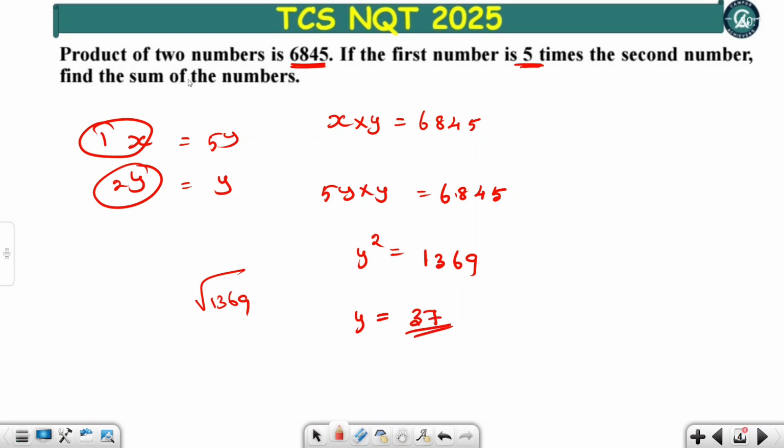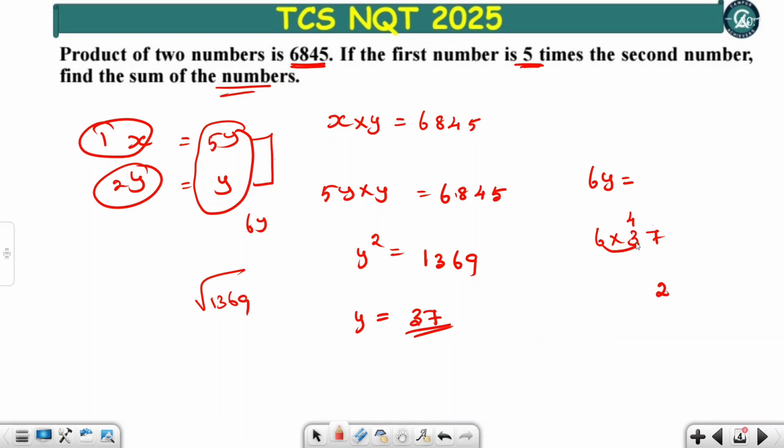Now find the sum of the numbers. What is the sum of these numbers? It is 6y. You already know y equals 37. So we need to find 6y, because the sum of the numbers is 5y plus y, which is 6y. So 6 into 37. What is 6 into 37? 6 7s are 42, so carry over 4. 6 3s are 18, 18 plus 4 is 22. So the answer is 222.